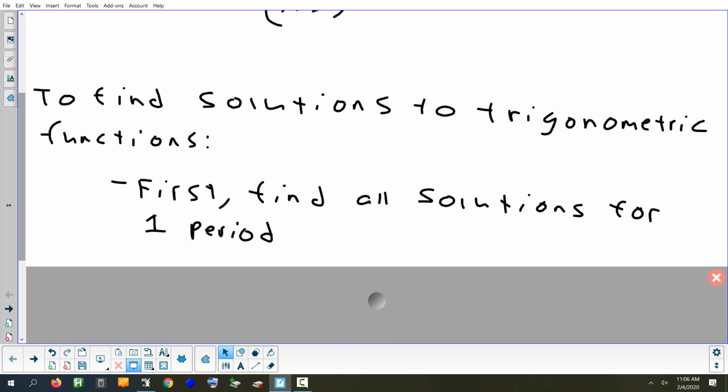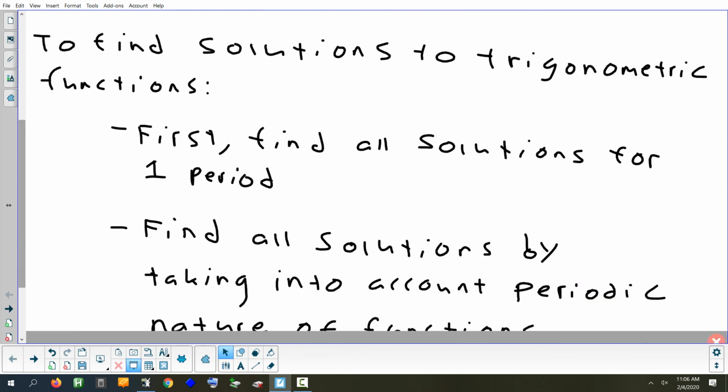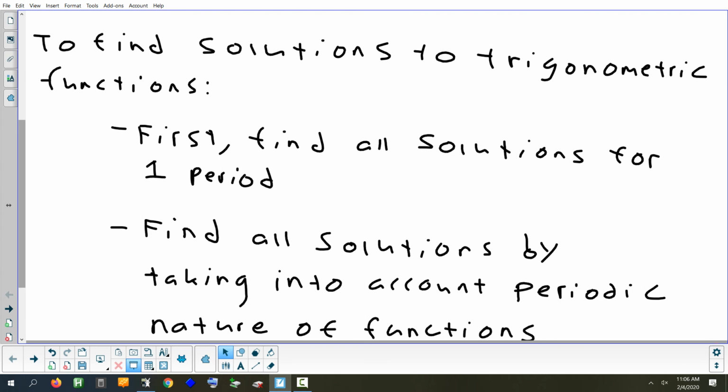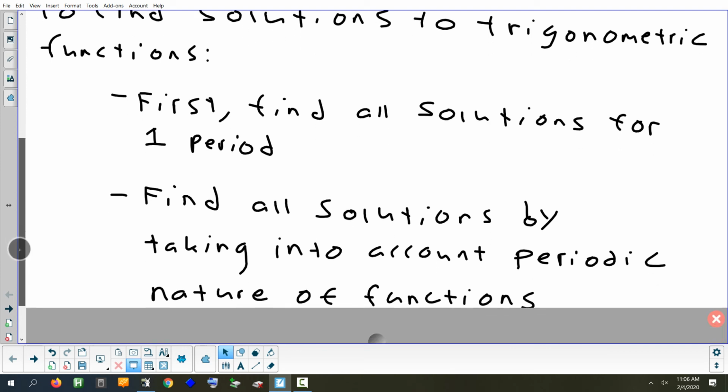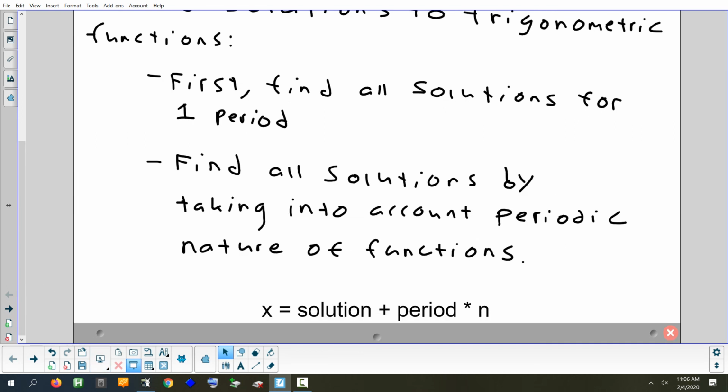So this part is kind of a review. It's just the basic idea again that if you've got to find solutions to a trig equation, find all the answers in one cycle. And then to represent the answers forever, you just have to take into account the period of the function. So the idea is usually we put a plus. You find one solution, and then you put plus the period times n.